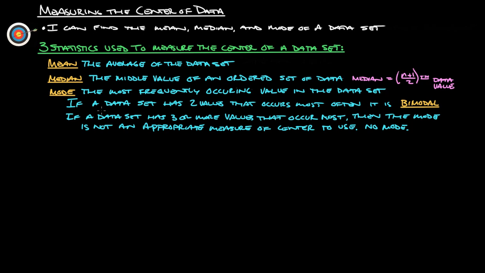Okay. Now, if a data set has two values that occur most often, then it's called bimodal. If the data set has three or more values that occur most, then the mode is not an appropriate measure of center to use, and there is therefore no mode if it's got three or more.